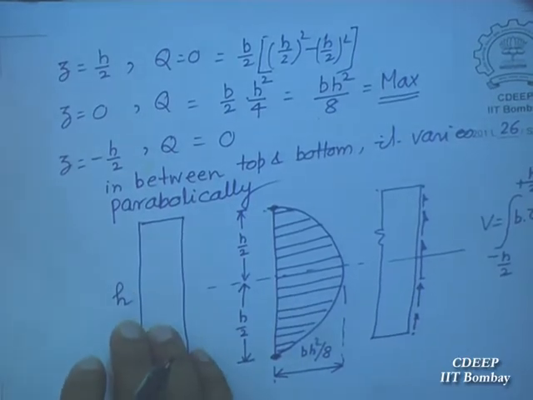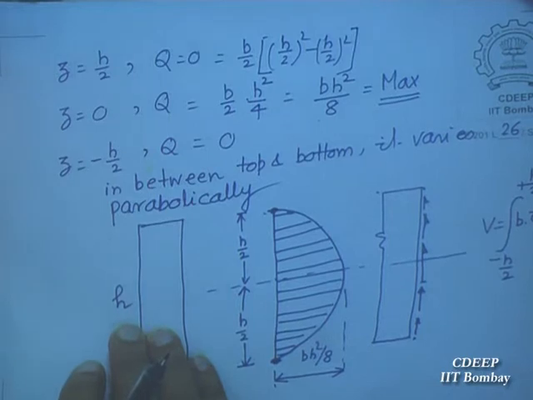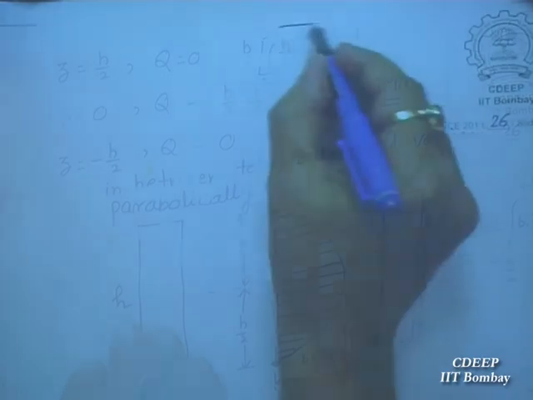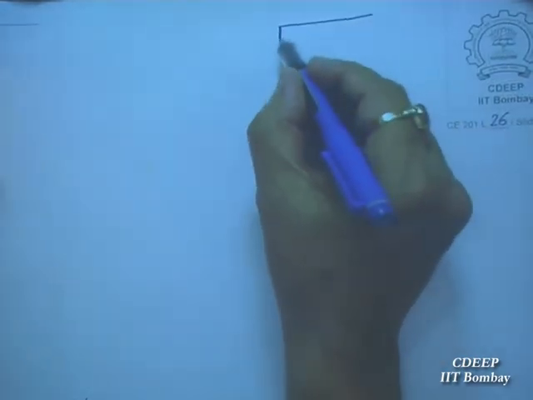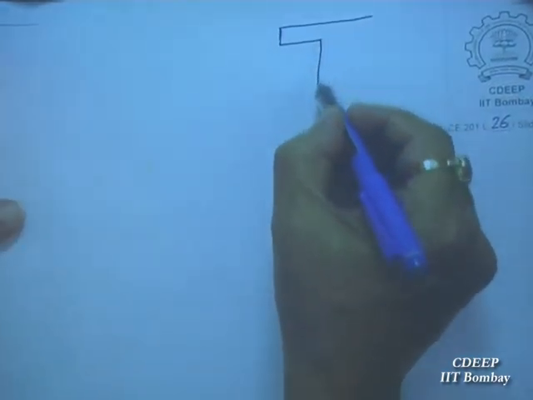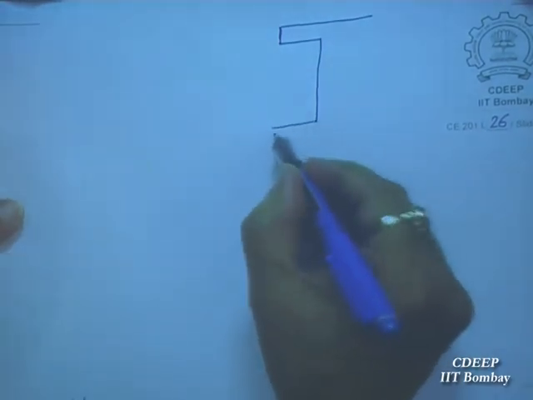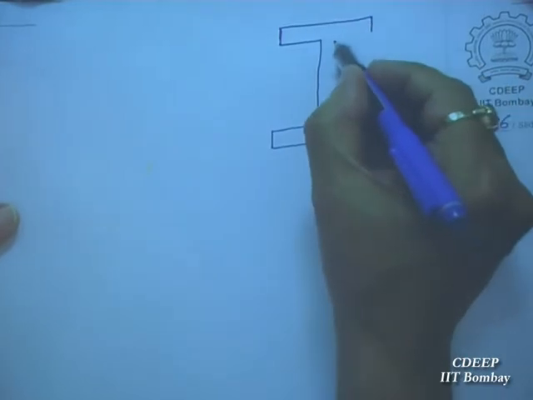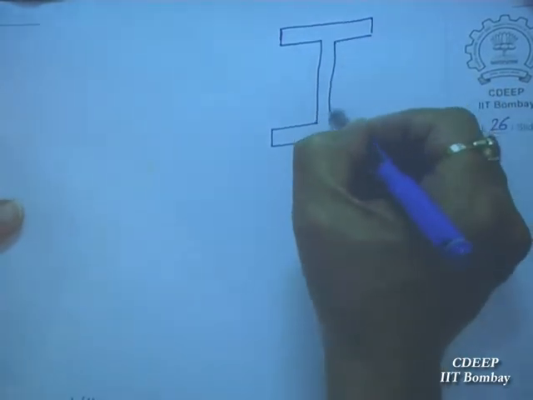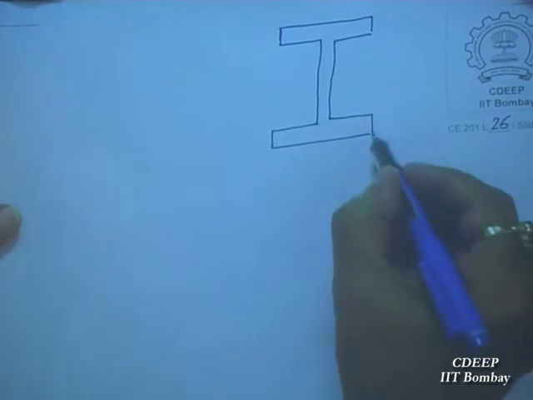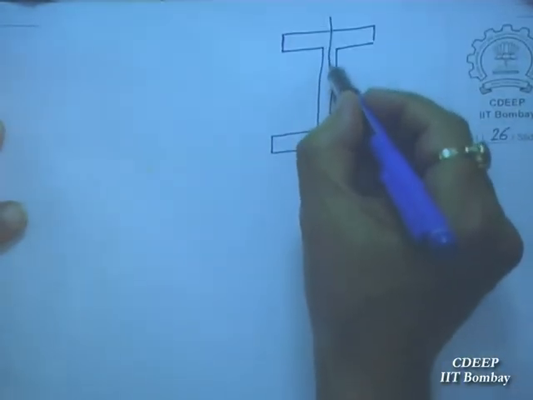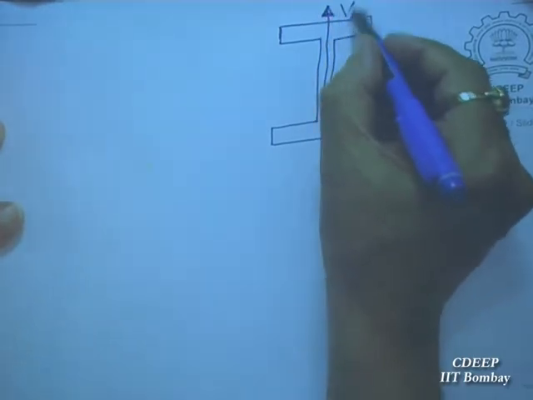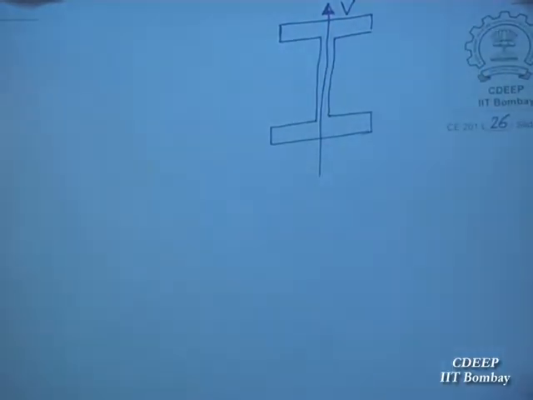Now let me take a cross section which is like this. Now you can see physically, you can understand. Let us say there is a cross section which is T section. And on this you have a shear force V. I want shear stress distribution.